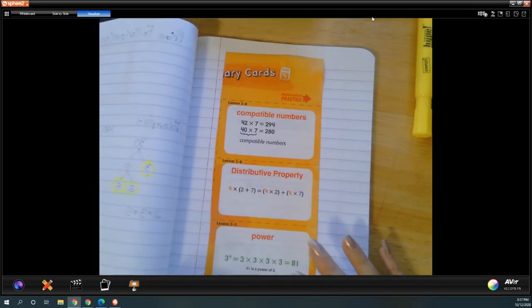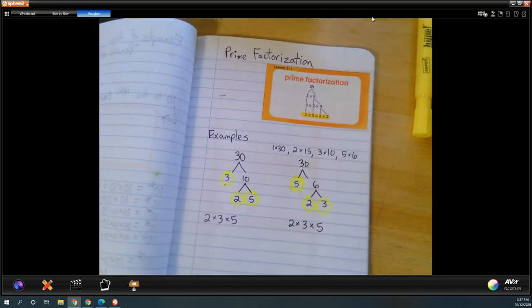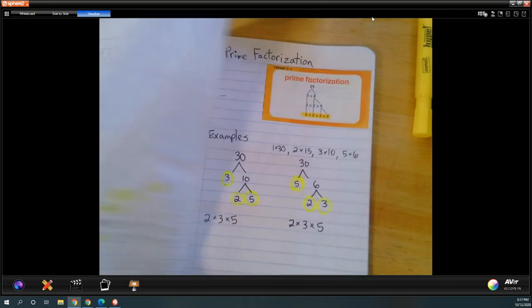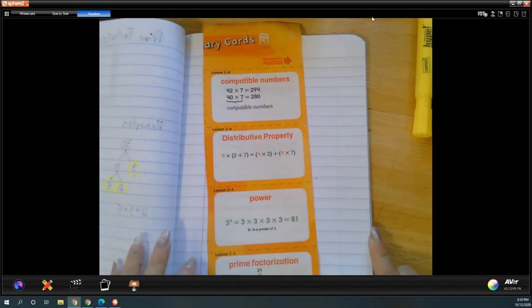Hey friends, we are going to take some math notes. Your last page should be on prime factorization. Before that we took notes on exponents, the power of 10. So go to the next page and we're going to take some quick notes on distributive property.